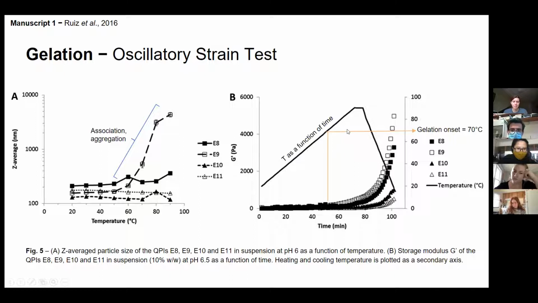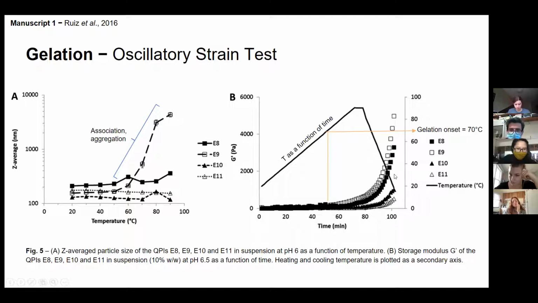The temperature curve over here tells you what temperature that they used. So they heated it to denature the proteins and then cooled them to form the gels. And they kind of linked the results here. They see that there's a strong gel formation for E8 and E9.